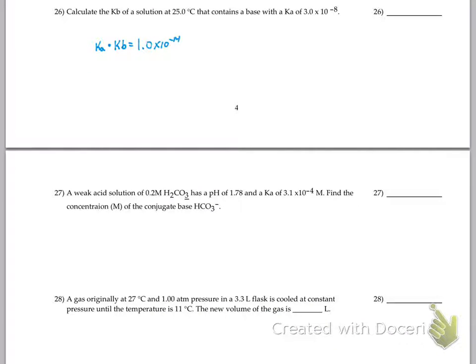Remember, Ka times Kb equals 1.0 times 10 to the negative 14. If we're solving for Kb, that's equal to our constant, Kw, divided by our Ka.